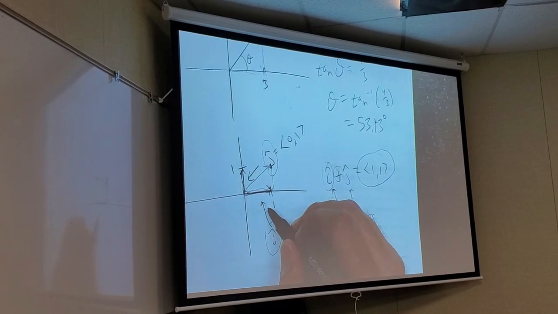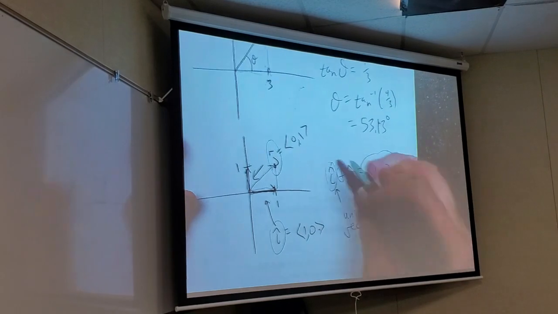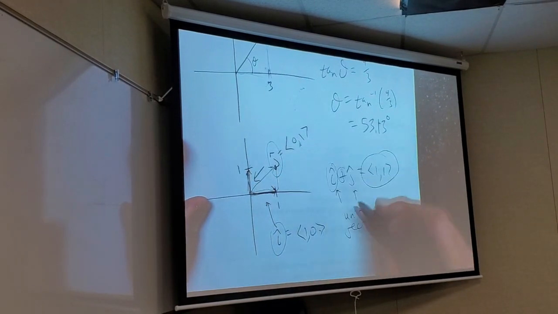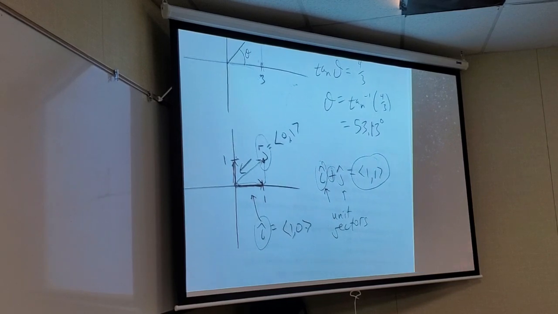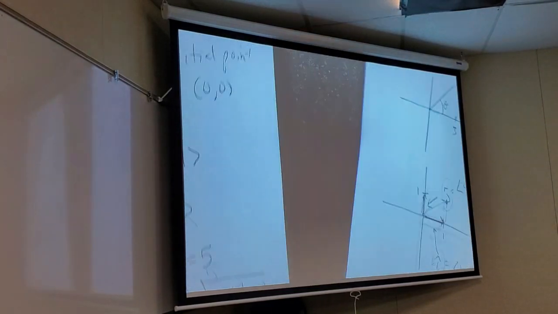So you can have a unit vector that's not on the axis. If it's on the axes and it's a unit vector, it's I and J. So then all unit vectors have... All unit vectors have a length of 1. Yes. So coming back real quick, watch this.